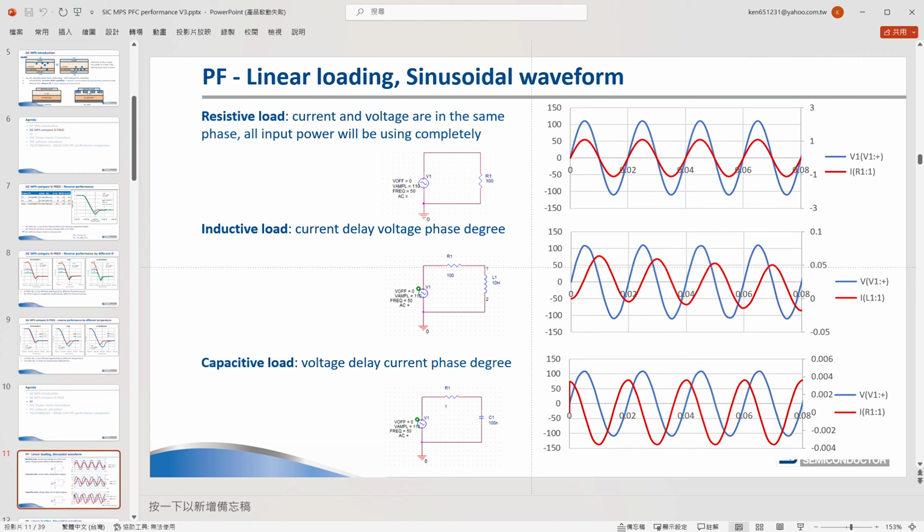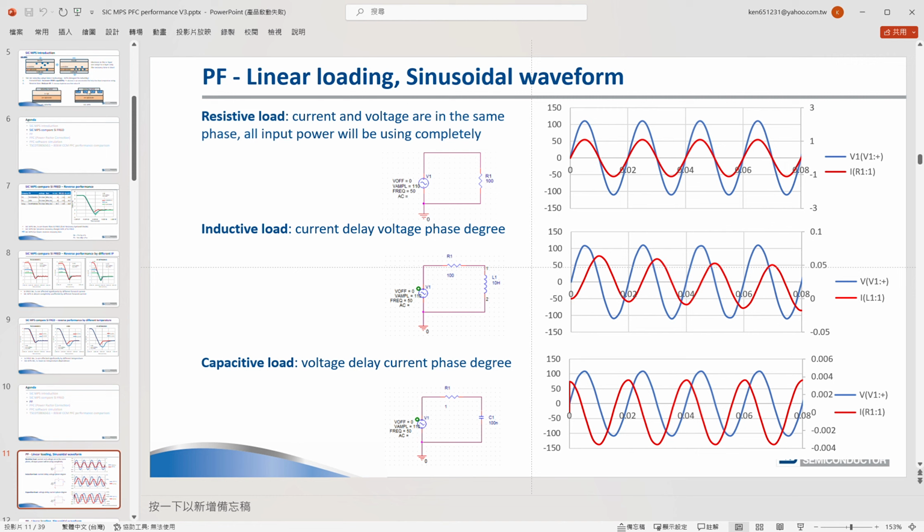If we put an inductor here, and we apply the input voltage like this blue line, we get the input current like this red line. So the current will delay the voltage phase, shown in green, like this portion. When the voltage is positive but the current is negative, it means some energy from the power source is stored by this loading, and it will be released back to the power source. So the power will not be 100% consumed by the loading.